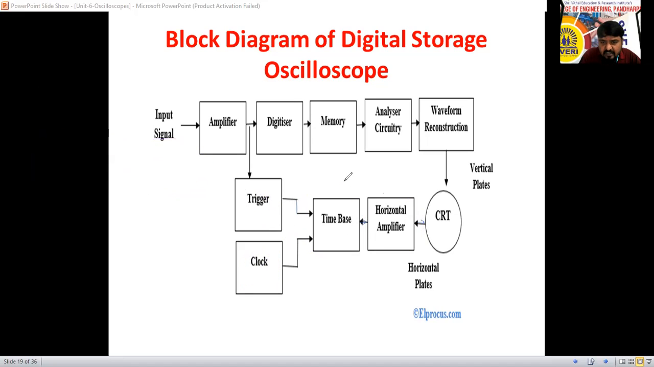See here, the arrow mark of this one will be like this, on this side. So this is not correct here now. The textbook also gives it in reverse, that is not correct. So trigger and clock both will give the time base.